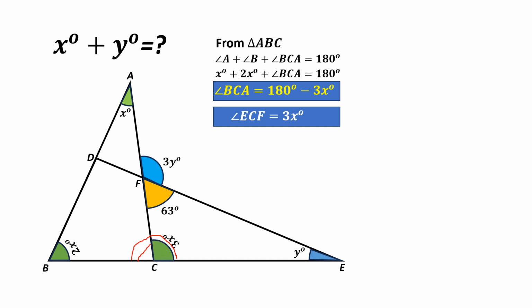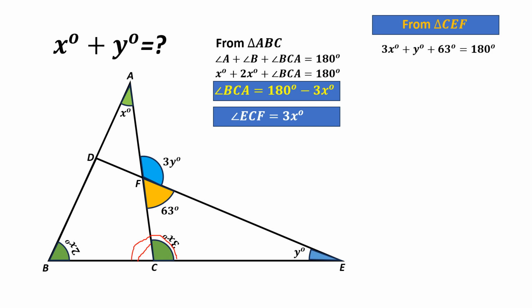So next, moving towards the triangle CEF, we have the sum of interior angles of a triangle is equal to 180 degree, which I have written over here, and from here we can find 3x plus y is equal to 117 degree.